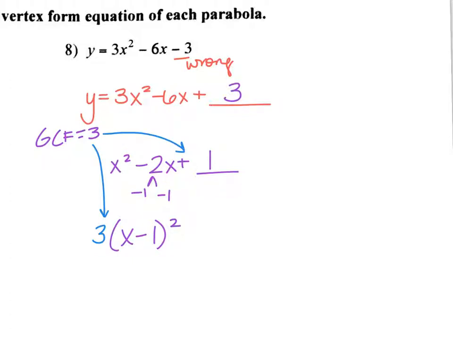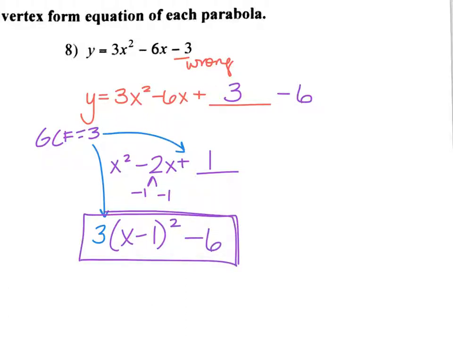Now remember, I need this to be -3. So that might get a little bit tricky. How can you turn positive 3 into -3? You can do that by subtracting 6. 3 minus 6 equals -3. All right, which means that -6 is going to come down to be part of my final answer here.